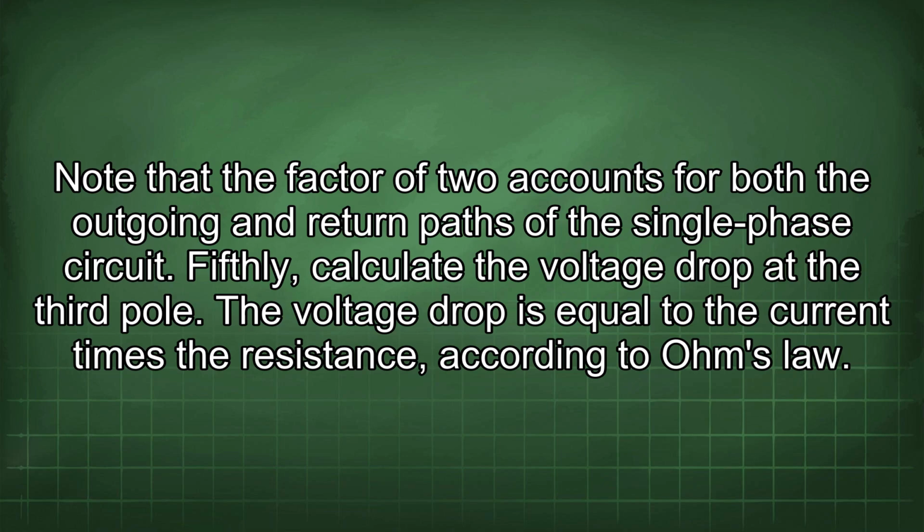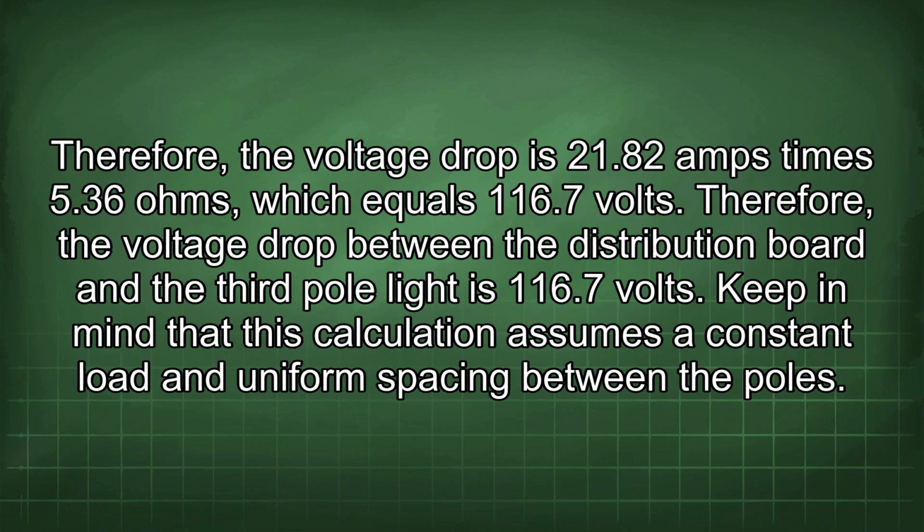Fifthly, calculate the voltage drop of the third pole. The voltage drop is equal to the current times the resistance according to Ohm's law. Therefore, the voltage drop is 21.82 amps times 5.36 ohms, which equals 116.7 volts. Therefore, the voltage drop between the distribution board and the third pole light is 116.7 volts.